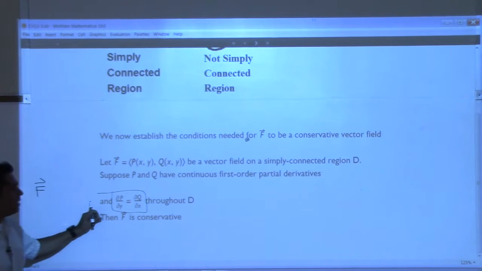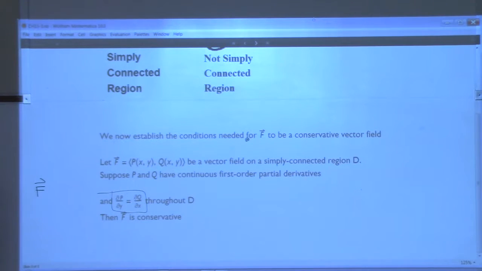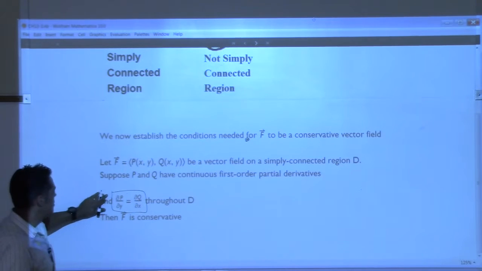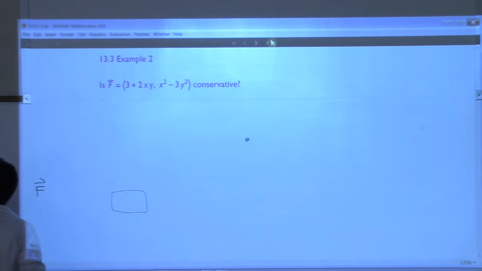Now, I'm not going to prove this. When we get to the next section, or when we get to Green's theorem, I might talk about this a little more. But for now, we're just going to take this on faith. Super quick, easy check to see if a vector field is conservative in two-dimensional vector fields. So I'll write that over here. We have partial P with respect to Y has to be equal to partial Q with respect to X.